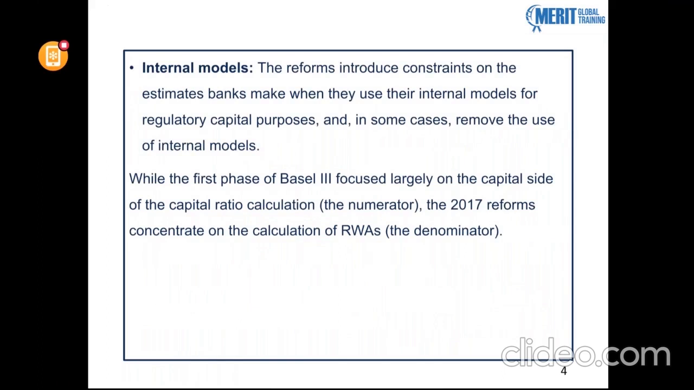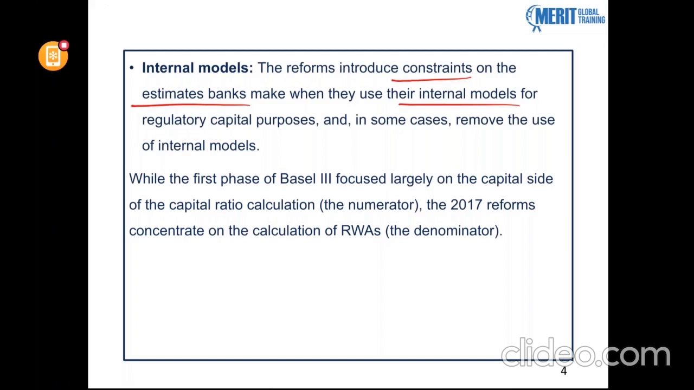Basel III 2017 reform, let's look at the overview. Internal rating model. The reform introduced constraints on the estimates banks can make when they use their internal models. There is going to be a constraint going forward on the amount of capital savings that you can make using the internal rating based approach. Remember, in the internal rating based approach, banks use their own internal estimates of their risk models to derive their RWA.